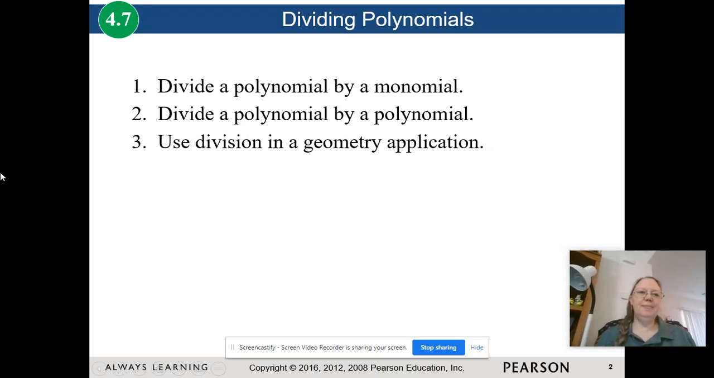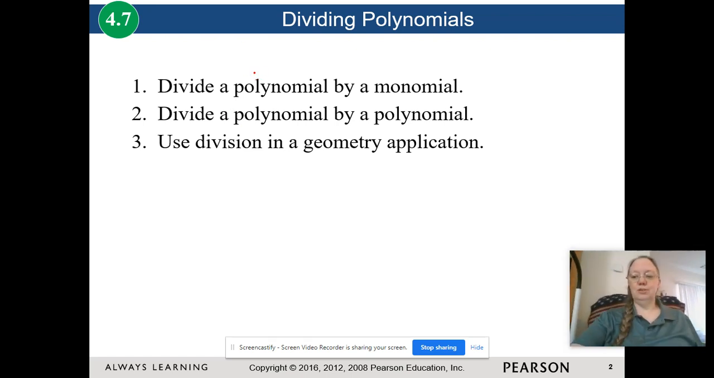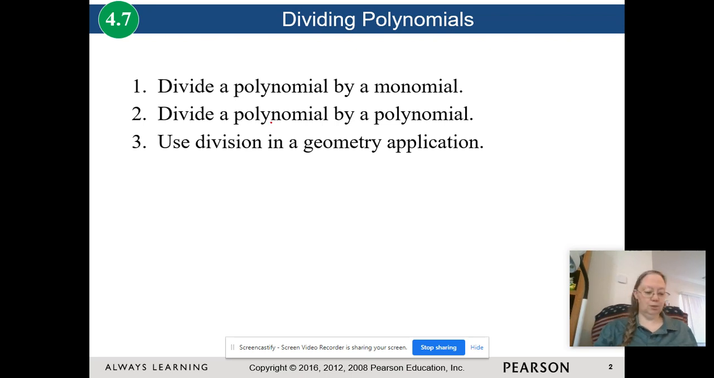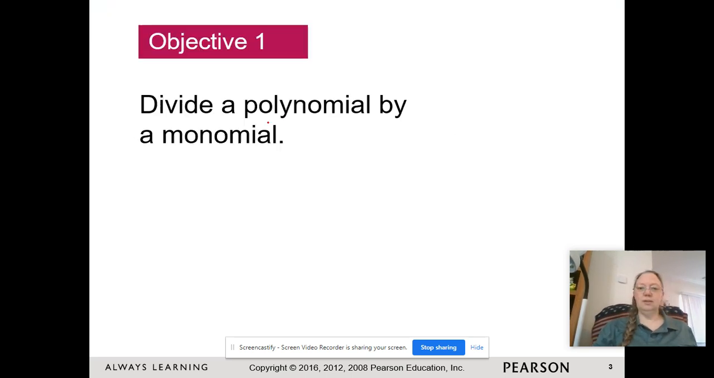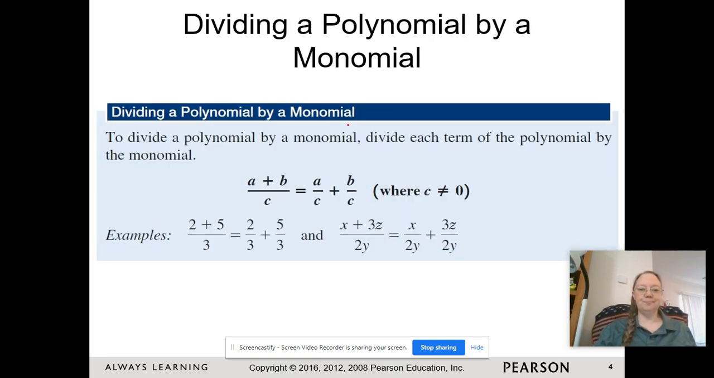All right, so this is going to be the last section in chapter 4. So we have added polynomials, subtracted and multiplied polynomials. In this section, we are going to talk about dividing polynomials. So let's get started. The first thing we're going to do is the easiest division, dividing by a monomial.